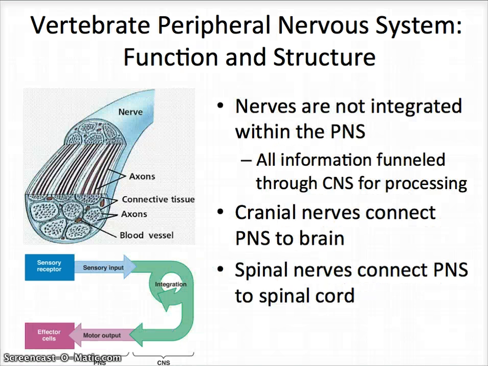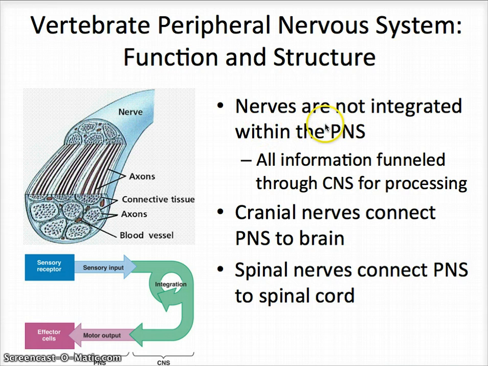Okay, so our vertebrate peripheral nervous system, I think I alluded to this earlier, consists of bundles of nerve fibers, which contain the axons of the neurons themselves, and are also interspersed with some blood vessels and connective tissue to hold them all together.